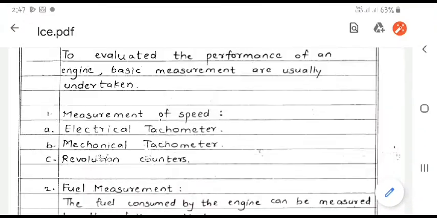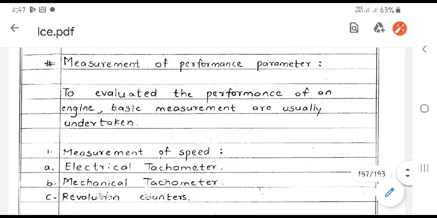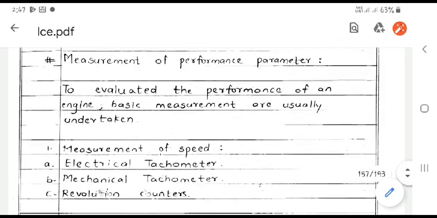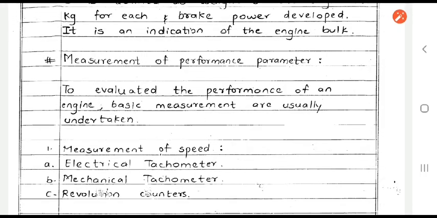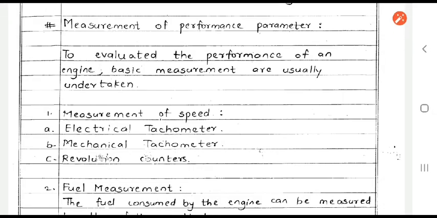Now, today we are going to discuss the different measurements of performance parameters with the help of different instruments. To evaluate the performance of an engine, the basic measurements are usually undertaken. Before this, we have already discussed the different performance parameters like indicated power, brake power, torque, speed, efficiencies, etc. To measure these parameters, there is always use of different digital or mechanical instruments. With the help of this, we are going to understand the different measurement instruments.